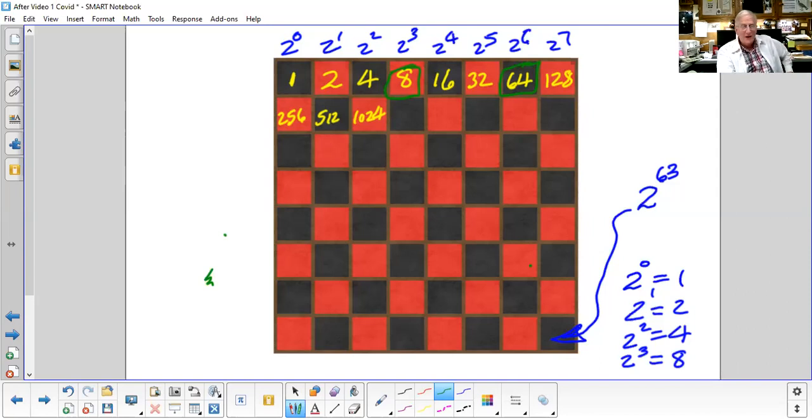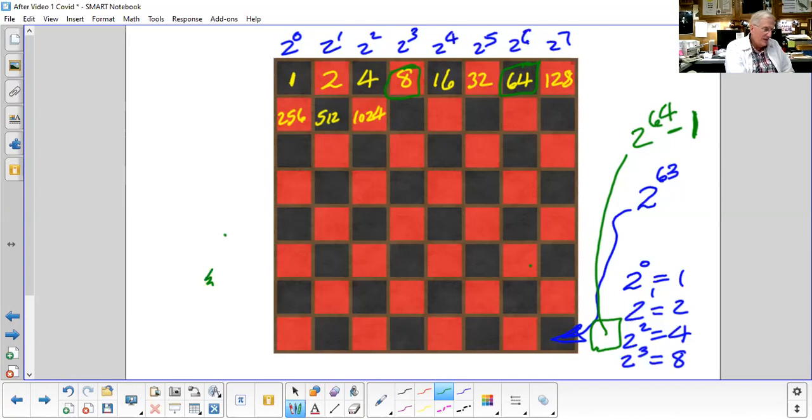Okay? Now, what's that mean for the last square down here? 2 to the 63rd power. So in other words, if I did another square, which I don't have, and I did 2 to the 64th power, and I subtracted 1 from it, I would have the sum of all the other squares' amounts of gold pieces added together. One huge mama number, right? Crazy, crazy. So again, this is exponential growth.